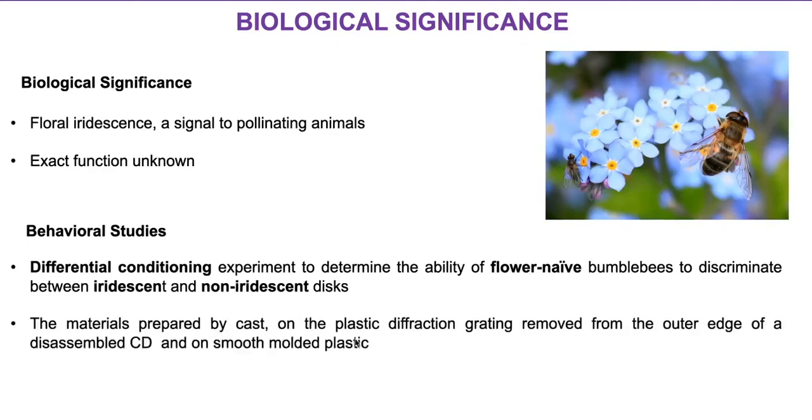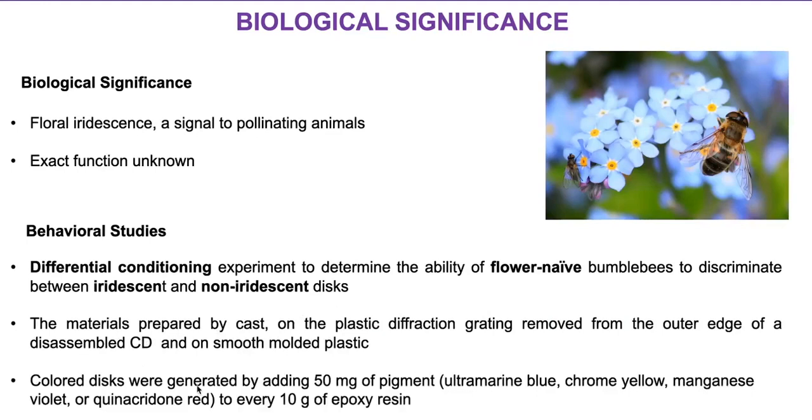And how they did it is by preparing a synthetic iridescent flower that has a similar pattern, by taking a replica from a compact disc. And then the disc can also be made colored using pigment, for example. So you have iridescence just by taking the compact disc gratings and a replica, and then the same replica can also be colored using a pigment.